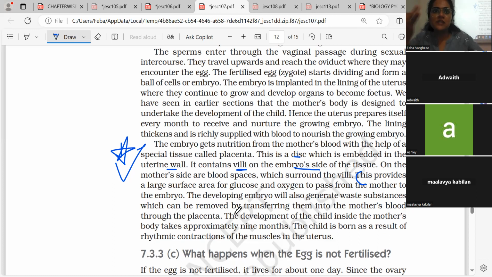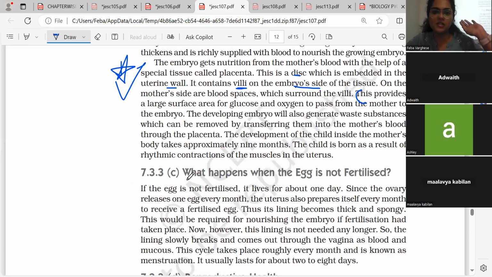Oxygen, waste material, nutrients, water, all of these are the substances transported. Oxygen, nutrients, and water will be transported into the baby, and from the baby, carbon dioxide and waste materials will be thrown out through the placenta into the mother's bloodstream, and the mother will be eliminating it. After 9 months, there is rhythmic contraction of the muscles in the uterus, and that's how the baby is delivered out.